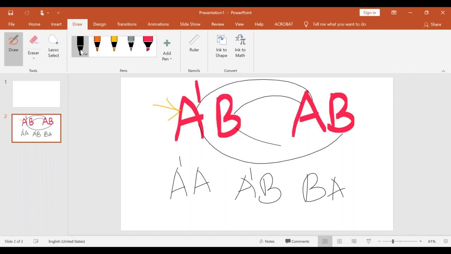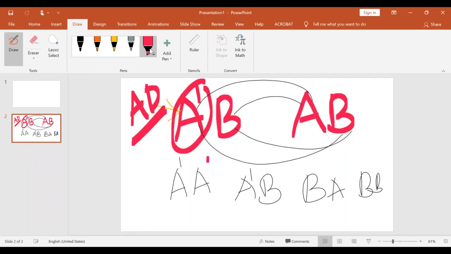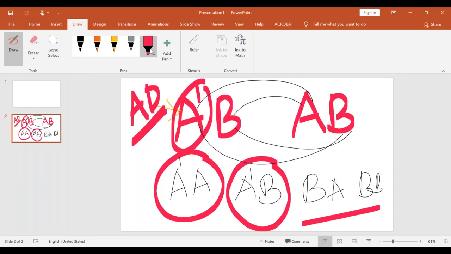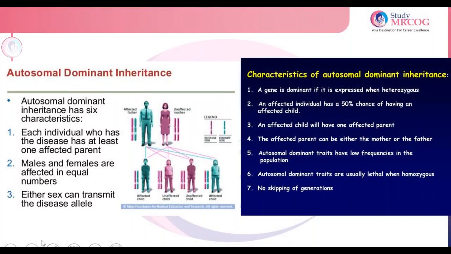So we are here talking about autosomal dominant. Here you can see wherever this A dash gene is there, this child has got A dash A and this child has got A dash B. The other two are normal. If you look at this pattern, how many kids are affected? 50% of the children would be affected and the other 50% would be normal. So this is about the autosomal dominant one. That is what we have shown here. If you can see in this diagram, 50% of the children are affected and the other 50% are not.